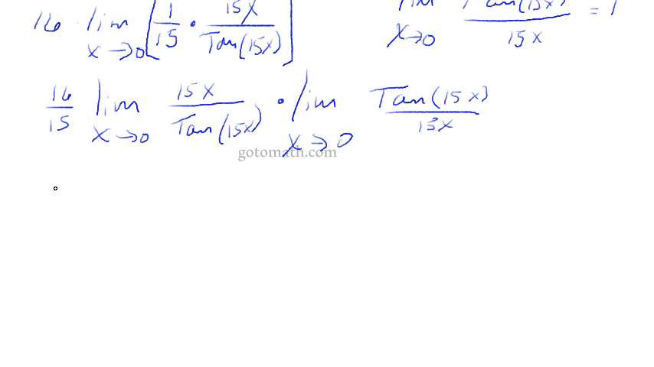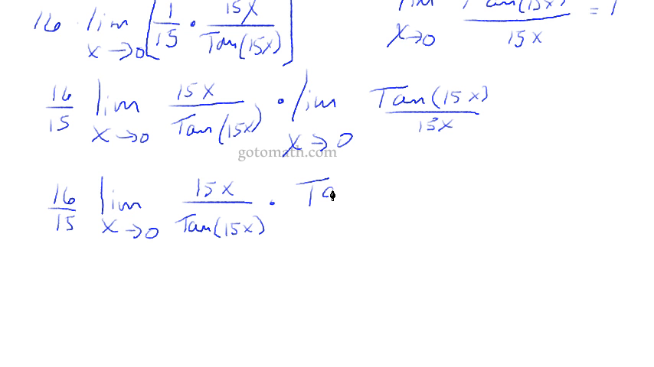Hopefully you're hanging in there. 16 over 15. Now by the properties of limits, I can join these together into one single limit. And so now we have 15x over tan of 15x times tan of 15x over 15x. And of course, we all know what that's going to be. That's just going to end up becoming 1, right?